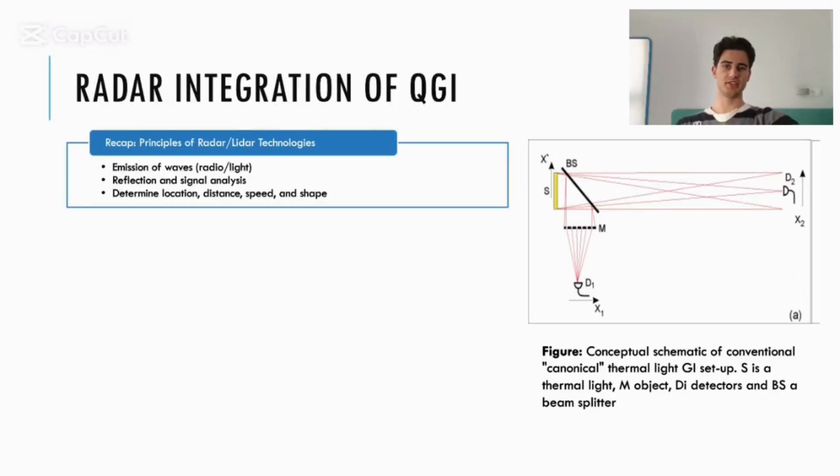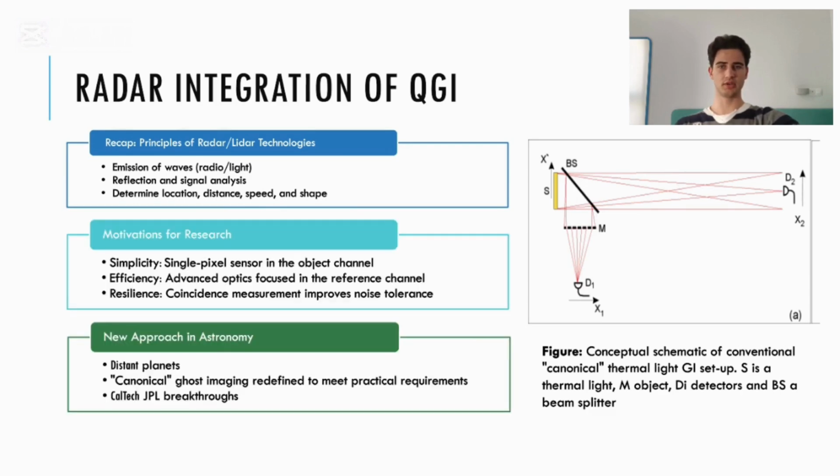After this detailed explanation of quantum ghost imaging, let's recall the principles of radar technologies, or LiDAR ones, as ghost imaging has become a breakthrough at the state of the art integration in a new generation of localization problems. In particular, we will now discuss one approach in the field of astronomy, led by Caltech Jet Propulsion Laboratory. The motivations for the research lie in its simplicity and robustness.